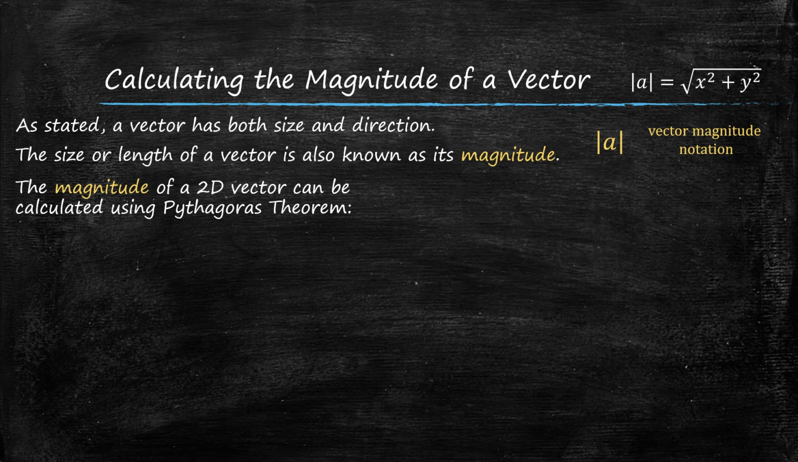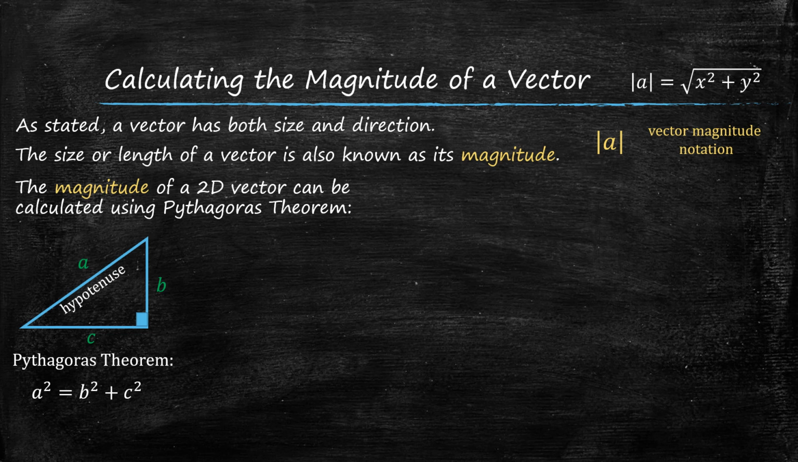Okay, so the magnitude of a 2D vector can be calculated using Pythagoras theorem. Recall from the Pythagoras section of this course that the theorem is applied to right-angled triangles. Here we have a right-angled triangle where a is the hypotenuse, the longest side of the triangle, which is opposite the right angle, and the other 2 sides are b and c. So Pythagoras theorem states that a squared equals b squared plus c squared. The square of the hypotenuse is equal to the sum of the squares of the other 2 sides. And we can work out a using this: a is equal to the square root of b squared plus c squared.